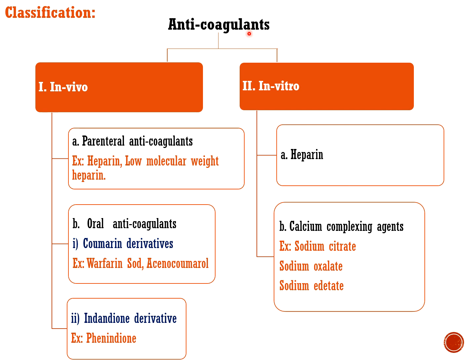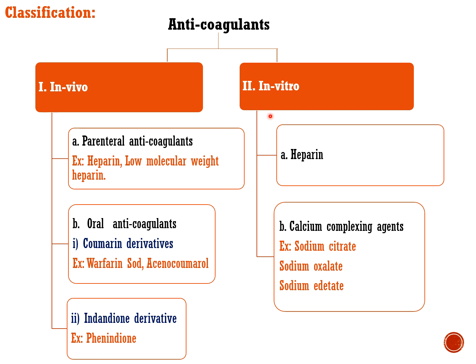These anticoagulants are classified into two types: in vivo and in vitro. The very first class is in vivo. This in vivo is again subclassified into two types: the first is parenteral anticoagulants and the second is oral anticoagulants. Parenteral anticoagulants, for example heparin and low molecular weight heparin. The second class is oral anticoagulants, again subclassified into two types: coumarin derivatives and indandione derivatives. Examples of coumarin derivatives are warfarin sodium and acenocoumarol. An example of an indandione derivative is phenindione.